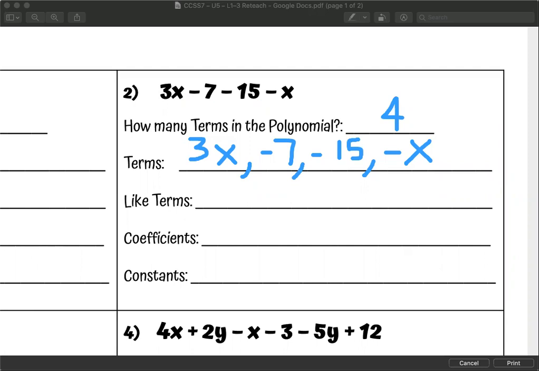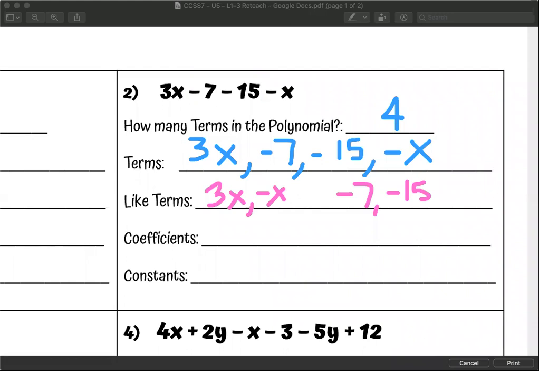Like terms. So this is when we're looking at what is alike. So we've got 3x. Anything else that has an x in it? Yep, over here we have a negative x. So 3x and negative x are like terms. We also have constants, which are just the numbers, are like terms as well. So negative 7 and negative 15 are also a pair of like terms because they can be combined.